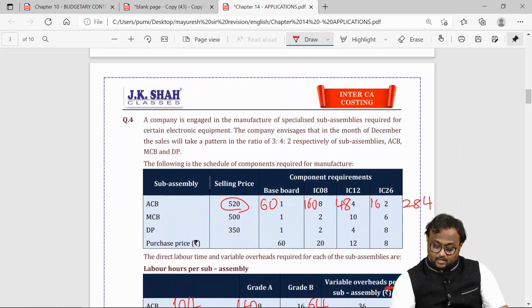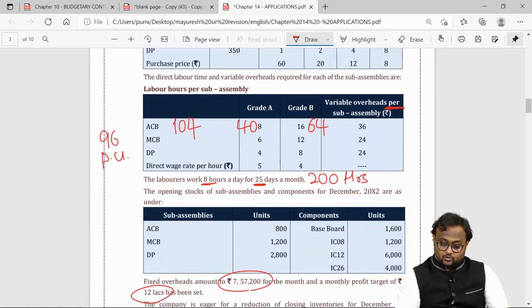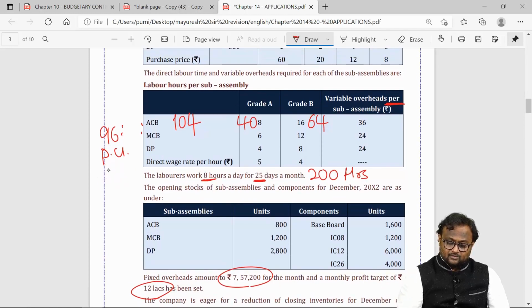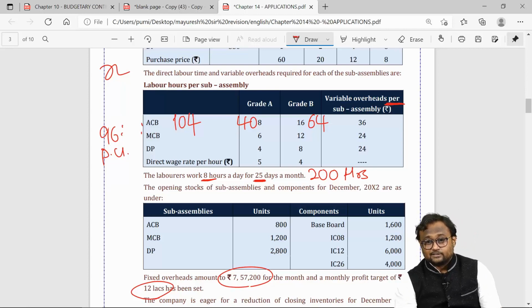Similarly, you will get contribution per unit of MCB and DP, and they have clearly told you that the sub-assembly will be in the ratio 3:4:2. So 96 contribution of ACB, contribution of MCB and DP will be multiplied by the quantity of each product. Now there are different ways of doing this. You can go for equivalent production. I prefer one simple technique. I'll assume total quantity to be X.